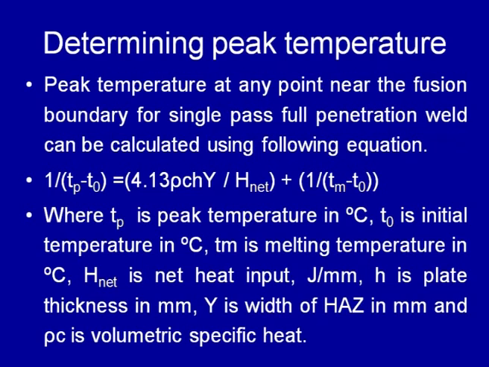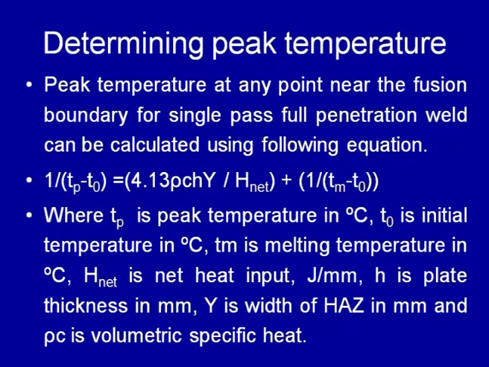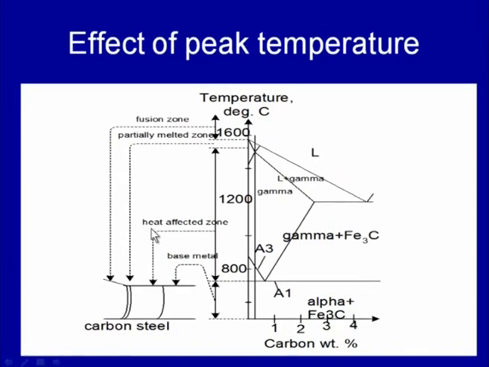So, this equation can be used to calculate the peak temperature at a location near the fusion boundary for a single pass full penetration weld joint. In this equation, Tp is the peak temperature in degree centigrade, T naught is the initial plate temperature in degree centigrade, Tm is the melting point in degree centigrade, and H net is the net heat input in joule per mm, H is the plate thickness in mm, Y is the width of the heat affected zone or the distance of the location away from the fusion boundary, and rho C is the volumetric specific heat. Why is it important?